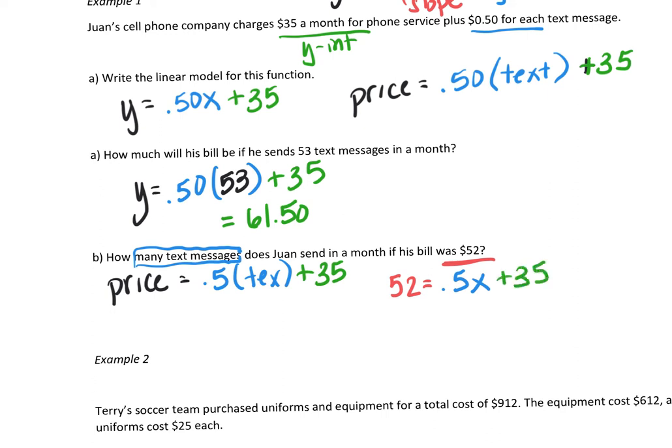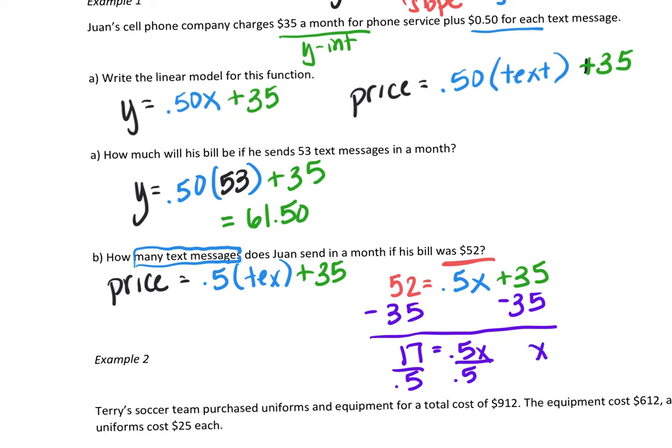Well, this is just an equation we need to solve. So when we solve this equation, we're going to subtract 35 from both sides and get the x by itself. So if I do 52 minus 35, I'm left with 17. So 17 is equal to 0.5x. I need to get x by itself, so I'm going to divide by 0.5. And that means that x is equal to 34. So he sends 34 text messages.